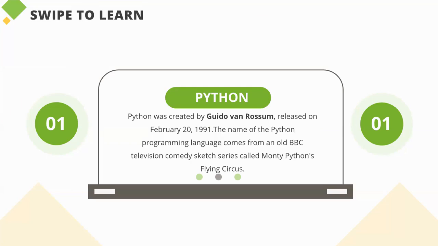As you all know, Python was created by Guido van Rossum on Feb 20, 1991. The name Python originated from the television comedy sketch called Monty Python's Flying Circus.